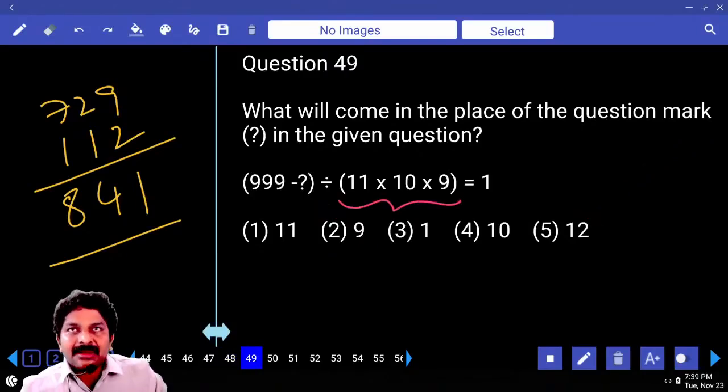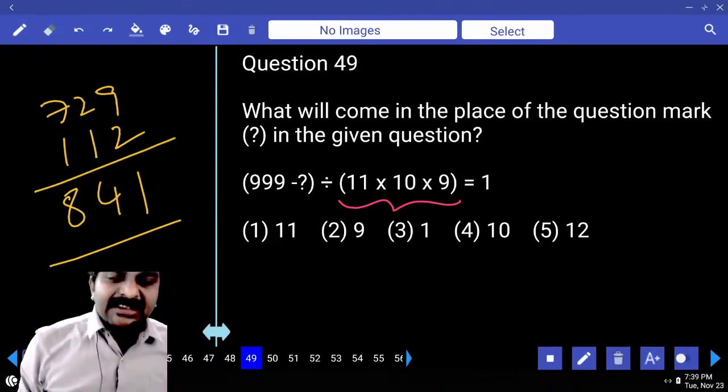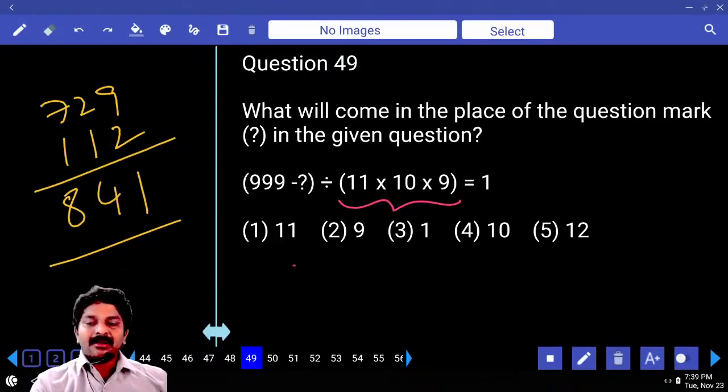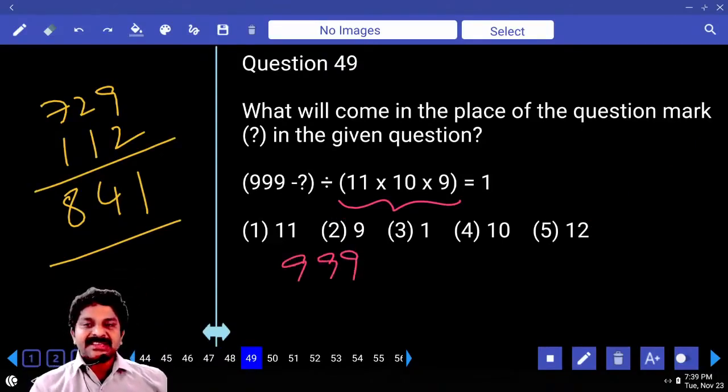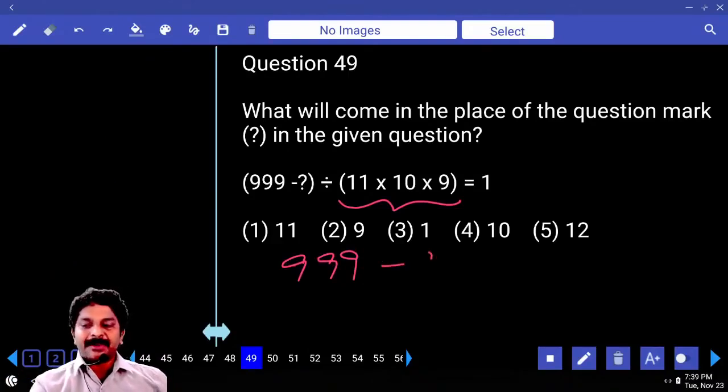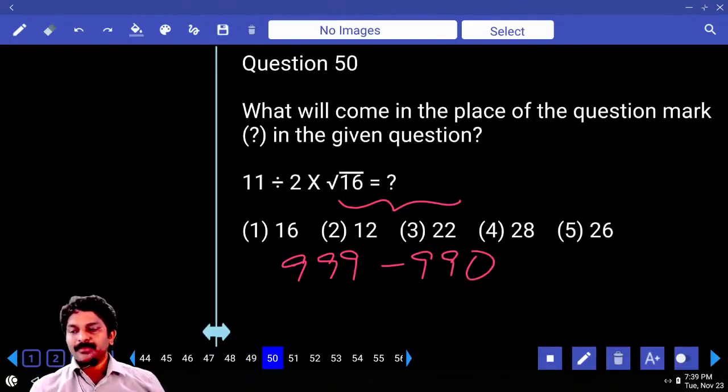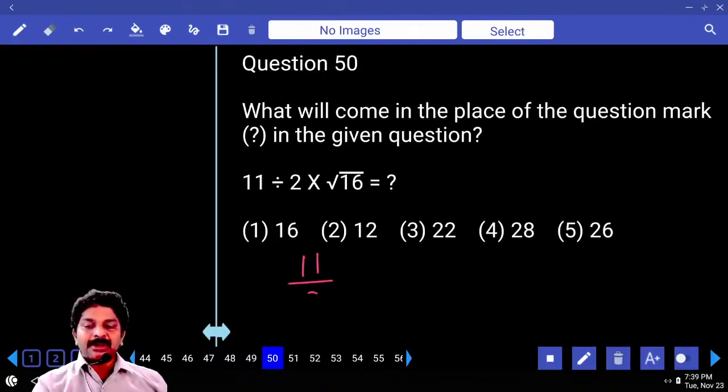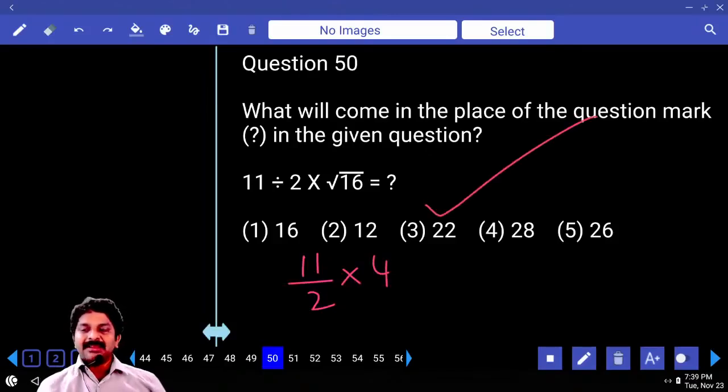Divided by, the entire number goes to the right hand side, that is equal to 990. 999 minus x is equal to 990, then x is equal to 999 minus 990. Answer second option. 11 by 2 into under root of 16, which is 4. Answer must be a multiple of 11, third option.